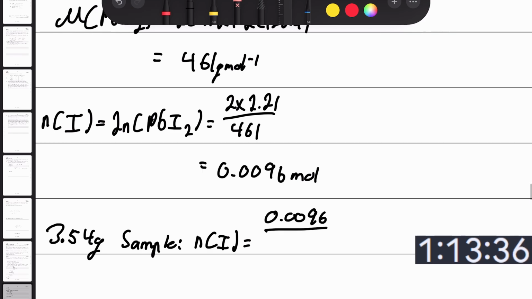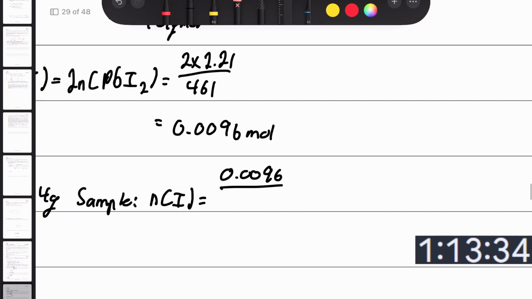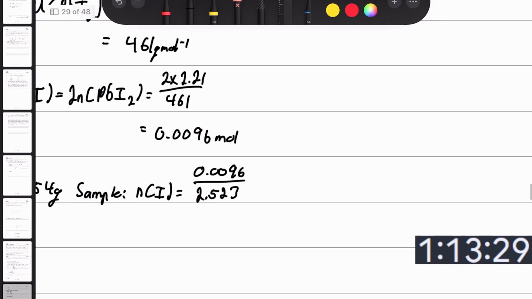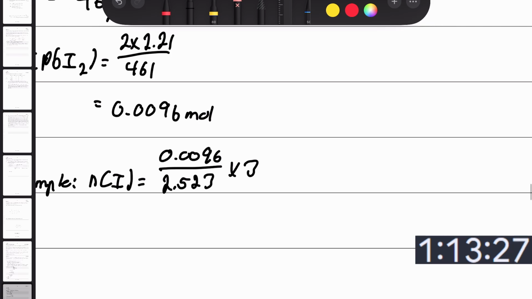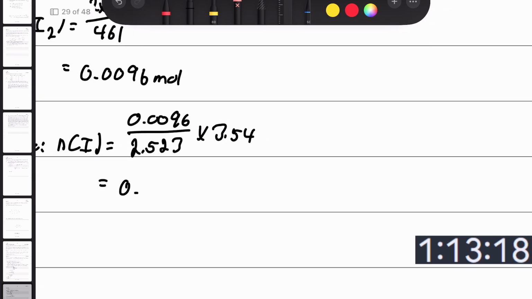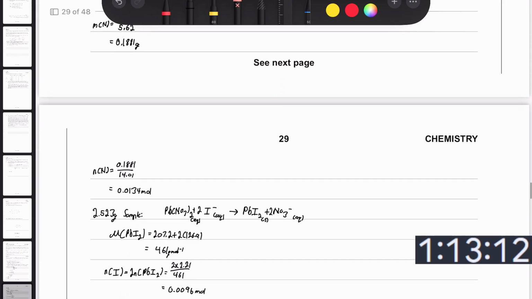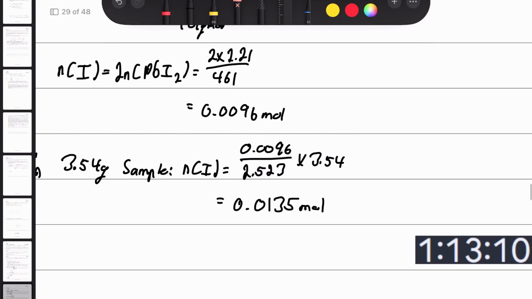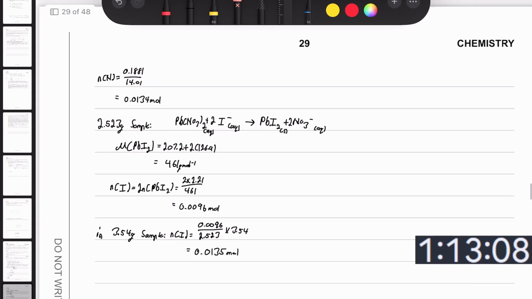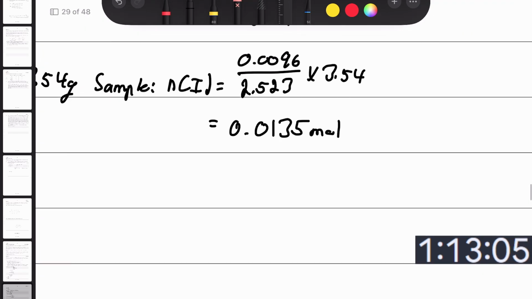Again, I'm going to do it per gram. So this was a 2.523 gram sample, and I'm going to multiply this by 3.54. So 0.0096 divided by 2.523 times 3.54. I get 0.0135 moles. So then this is the same as nitrogen, which is looking good, hopefully.